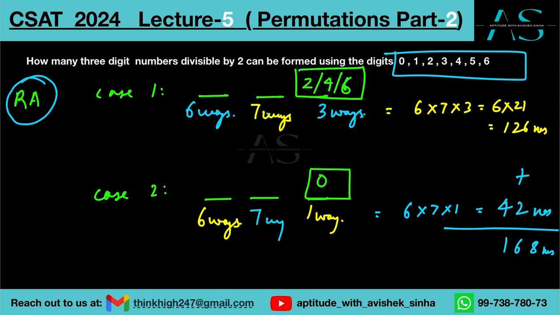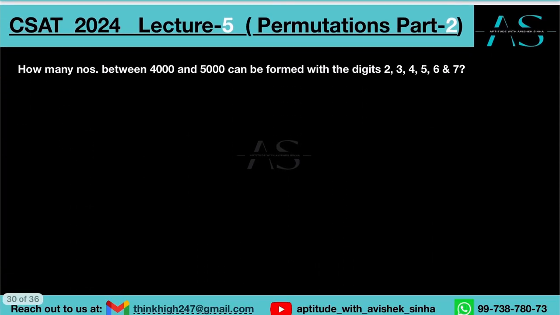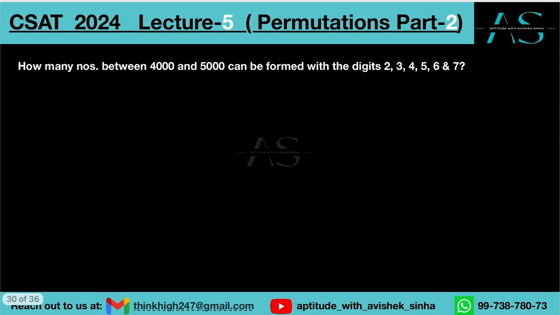I hope you are able to follow up to now. Up to now, everything is clear. All right. Let's look at the next question. How many numbers between 4,000 and 5,000 can be formed with the digits 2, 3, 4, 5, 6 and 7?